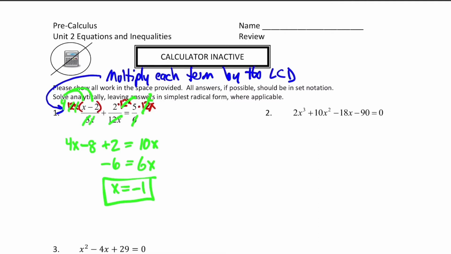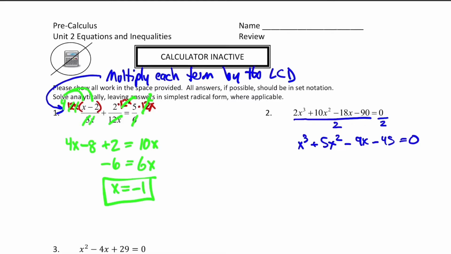I've got a cubic. I wish I could take out a GCF, but notice there's no x over here. I can divide them all by 2, so that's going to make this problem a little bit easier. Notice 2 goes into every one of these. So the first thing I'm going to do, let's divide that off. It's not going to affect your roots at all. That gives me x cubed plus 5x squared minus 9x minus 45 equals 0.